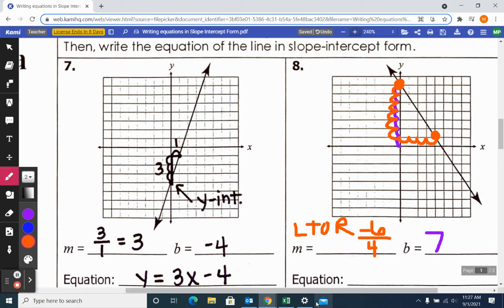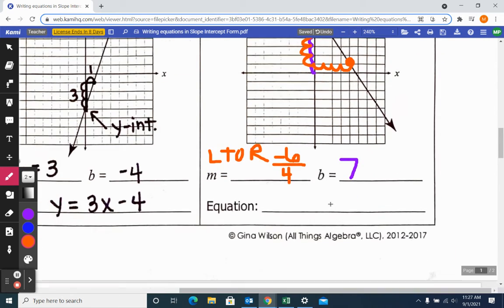So if you get this and you can reduce it, this is when you want to reduce. Are they both even? Are they both divisible by 2? Yes, so divide them by 2. It would be -3 halves. So now take our values and plug them into our slope-intercept equation.